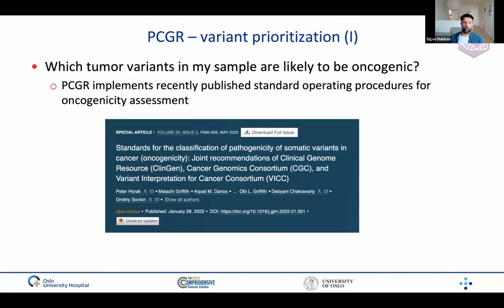So the first prioritization technique that I want to showcase is the oncogenicity prioritization. Here PCGR has implemented the operating procedures that were published by ClinGen, CGC, and VICC. I think it will give you an idea of the choices that one has to make when you actually want to implement guidelines in a tool.